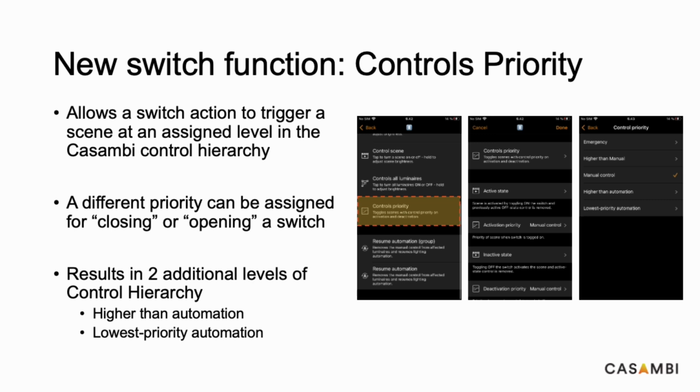Lowest priority automation, of course, allows the scene to trigger at the very lowest priority, but you can still get timers, etc., overriding that scene that's been triggered. Higher than manual also enables you to trigger a scene at a higher level than manual control, but lower than emergency, which means that scene won't be overridden by any of the lower priority commands in the system. This has particular use when it comes to the Enotion keycard functionality, for example, which we'll describe a bit later on.